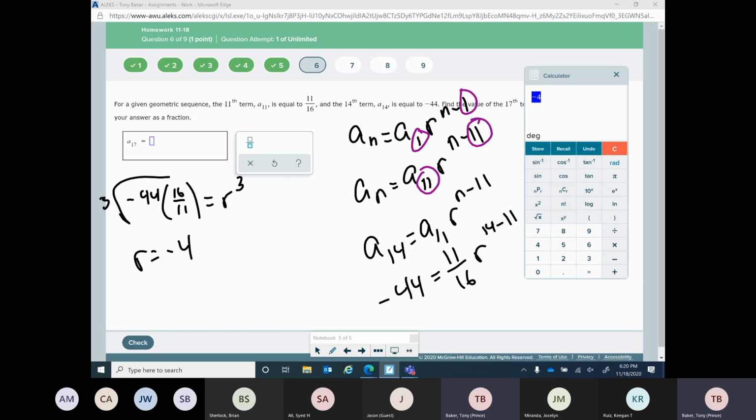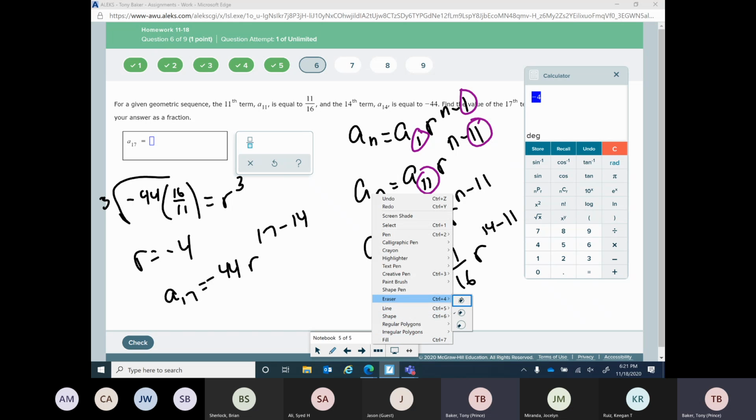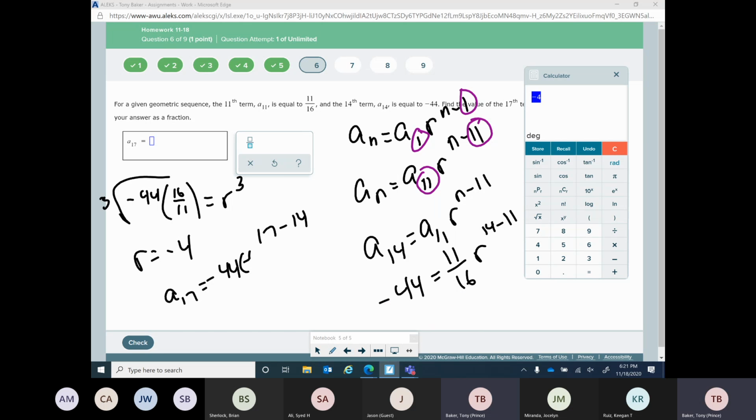So now we're looking for the 17th term. I can use any of the numbers I really want in this case. I could use the 14 one or the 11 one. I'm going to use the 14 one because it's a whole number. So a17 is negative 44 r to the 17 minus 14. No, not r. We know what r is. r is negative 4. So I'm going to do negative 44 times negative 4, and we're raising it to the third power. And I get 2816.